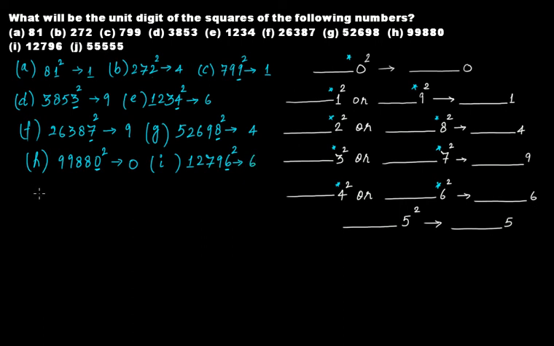Then the last one is 55,555, 5 at its units place. Therefore taking the square of this number will give a square number that will have 5 at its units place.